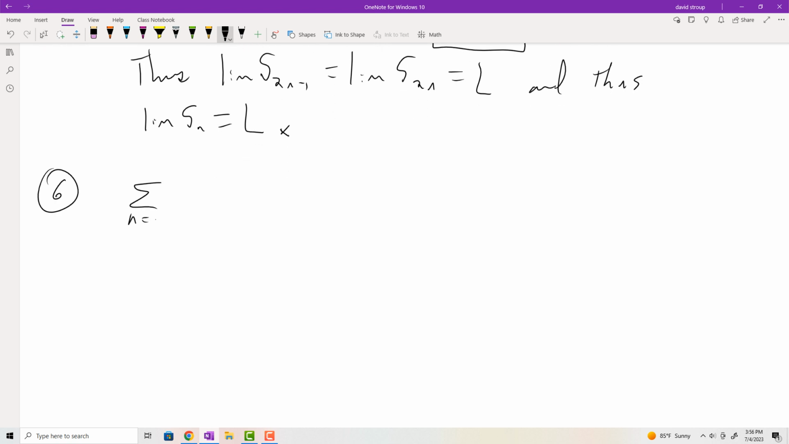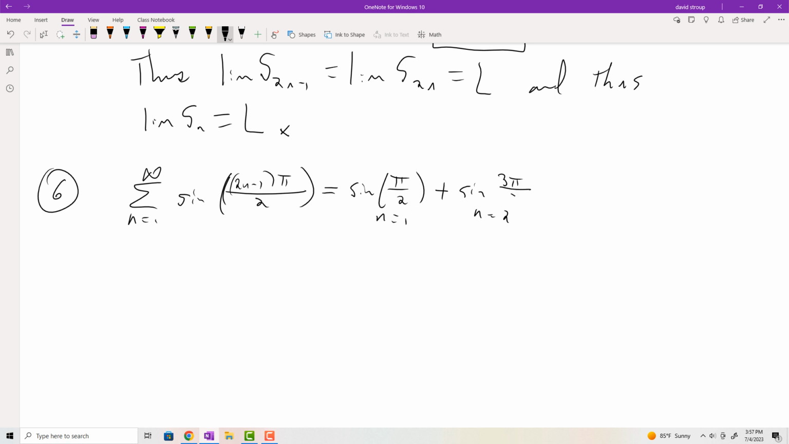So I have the sum from n equals 1 to infinity of the sine of (2n minus 1) times pi all over 2. So, oh my gosh, what is this thing? It doesn't have a negative 1 in it. Well, no, don't freak out. Just write it out. I got sine of pi over 2 when I plug in n equals 1. 2 times 1 minus 1 is 1, so you get pi over 2. Plus sine of, n is 2, so I get 4 minus 1 is 3, pi over 2, etc. Sine of 5 pi over 2.